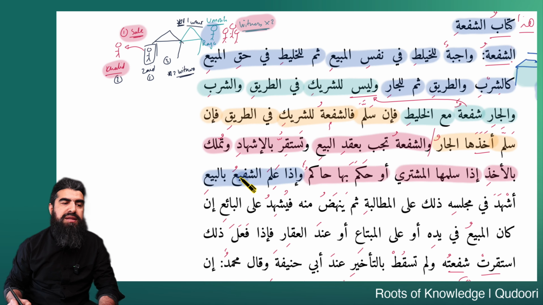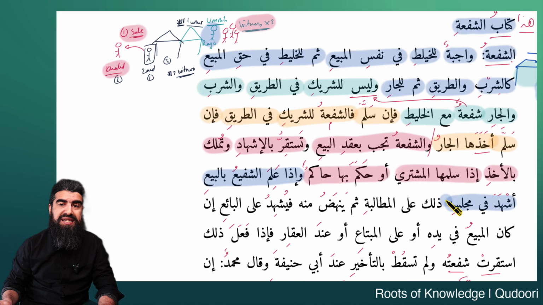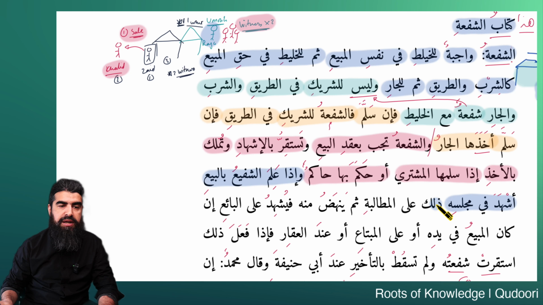أَشْهَدَ, so when the Shafi becomes aware of the sale, أَشْهَدَ فِي مَجْلِسِهِ. He has to make witnesses in that gathering, the gathering in which he heard for the first time that the house has been sold. Whoever is there, he's got to make them witnesses. So this is going to later potentially be used in court. ذَلِكَ, in that gathering, عَلَى الْمُطَالَبَةِ, of the request. ثُمَّ, so this is the first witness.